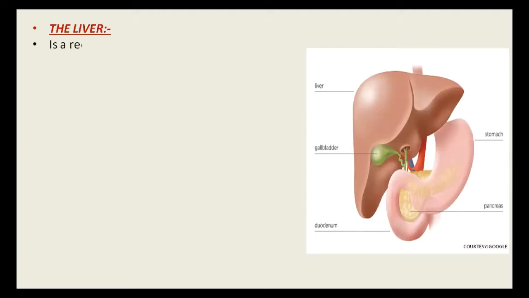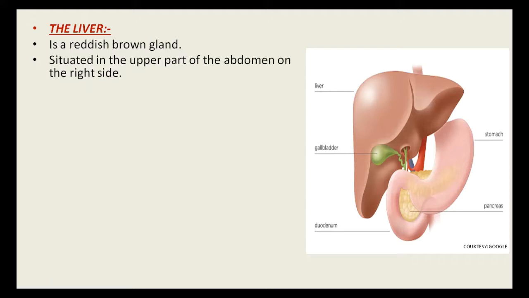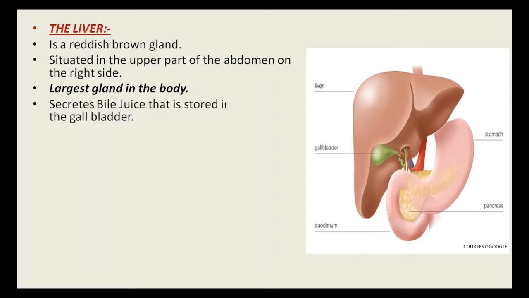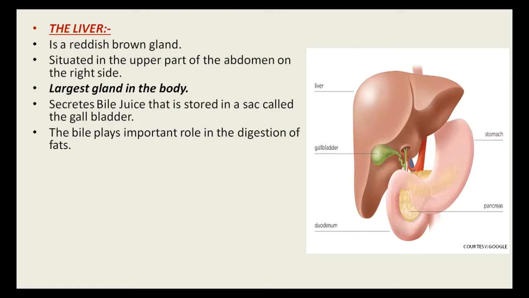The liver. The liver is a reddish-brown gland situated in the upper part of the abdomen on the right side. The liver is the largest gland in the body. The liver secretes bile juice that is stored in a sac called the gallbladder. The bile plays an important role in the digestion of fats.